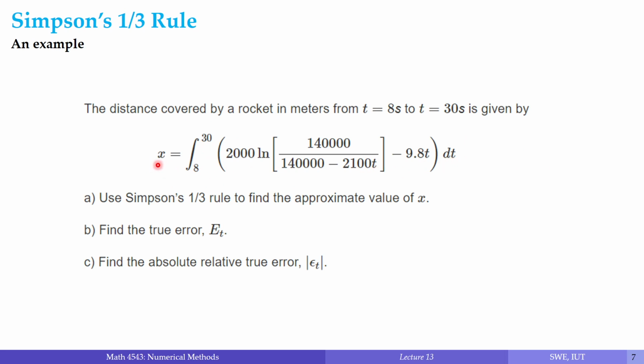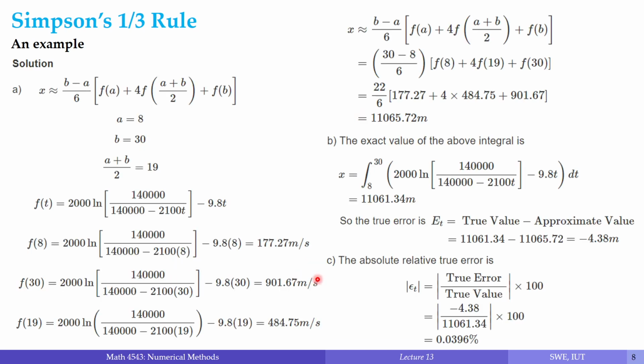So we are denoting the integrand value as x over here. Okay, the variable is t over here, mind it. So firstly, we'll use the Simpson's 1/3 rule to approximate the value of the integral, obviously, and then we'll compare it with the actual value and find out the true error. The true error is denoted using capital E sub t, and we'll find out the absolute relative true error, which is the absolute value of epsilon sub t. Okay, let's see how we can do that.